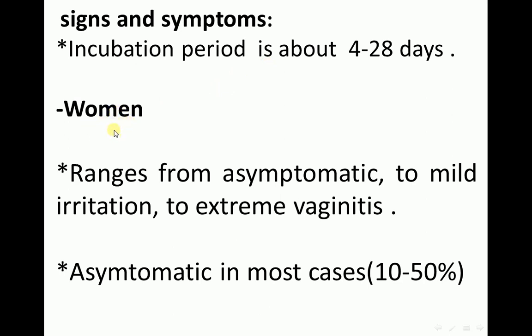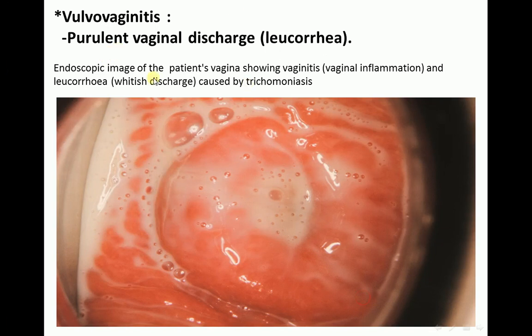Signs and symptoms of disease in women range from asymptomatic to mild irritation to extreme vaginitis. Asymptomatic in most cases, about 10 to 50%. Include vulvovaginitis, purulent vaginal discharge, leukorrhea.